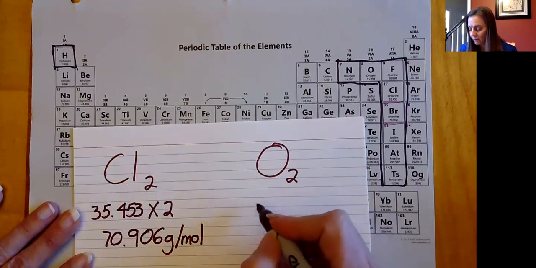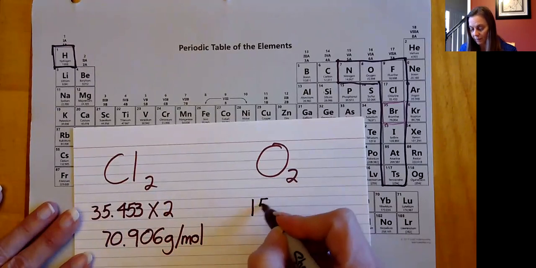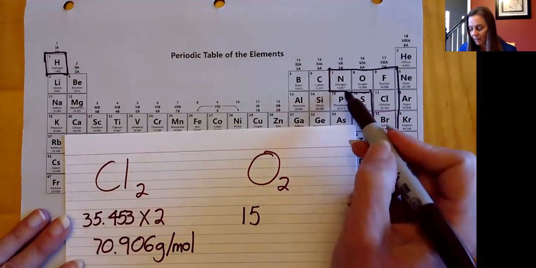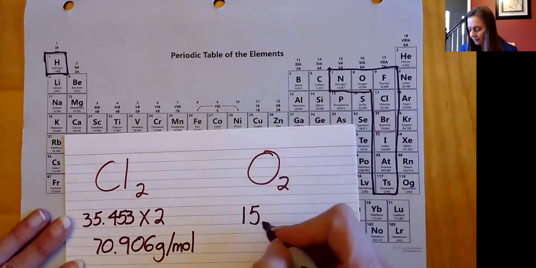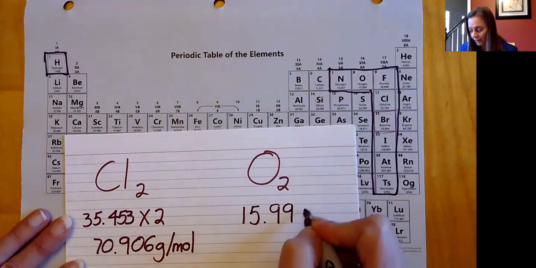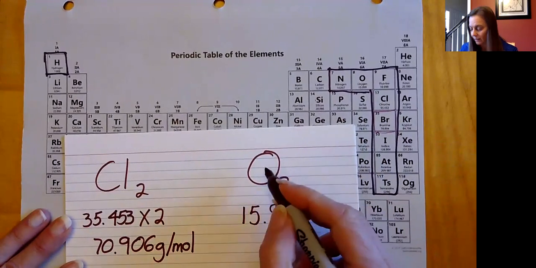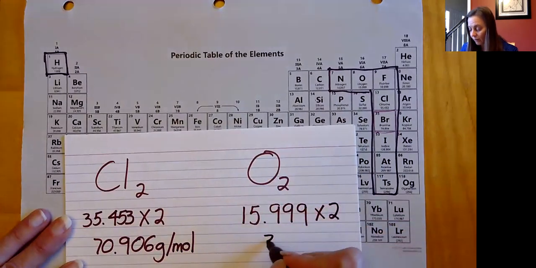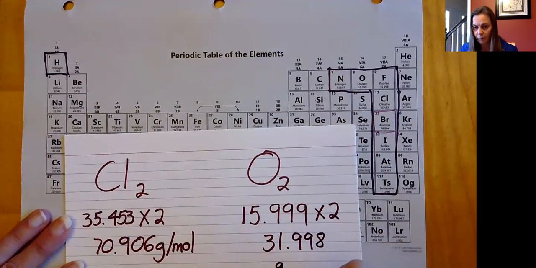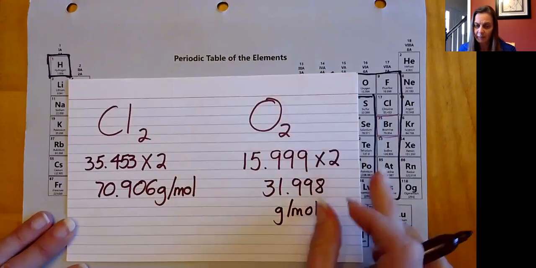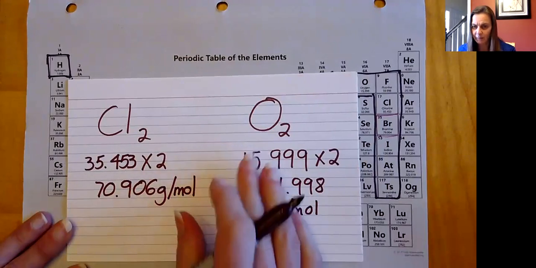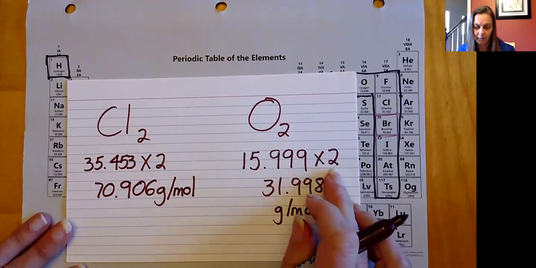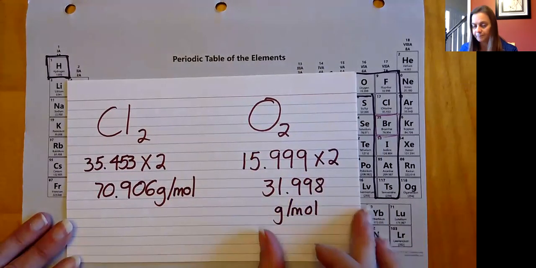So we'll do the same thing with oxygen. We look at oxygen on the periodic table, and we see that it has a mass of 15.999. But knowing that it is diatomic, since we're looking at a molecule of oxygen, we're going to multiply that by 2, and we're going to get 31.998 grams per mole. So again, whenever we have a diatomic element, if we're asked to find the mass of that diatomic element, we're just going to multiply the molar mass on the periodic table by 2.